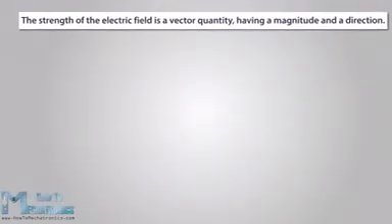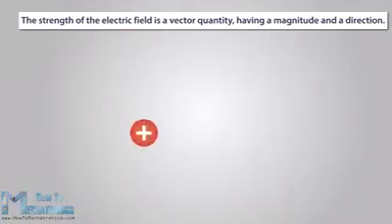First of all, the strength of the electric field is a vector quantity, having a magnitude and direction. The direction of the electric field at a point is actually the same direction as the force acting on a positive charge placed at that point.